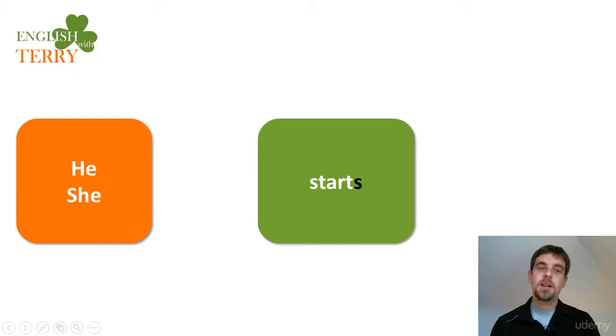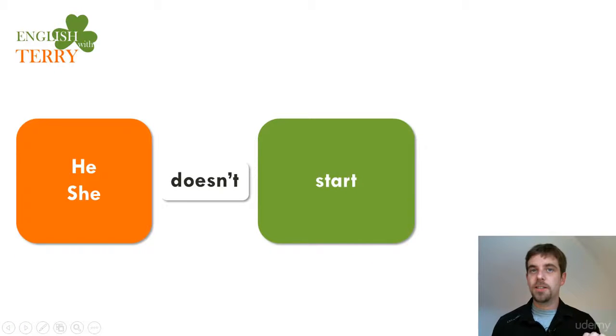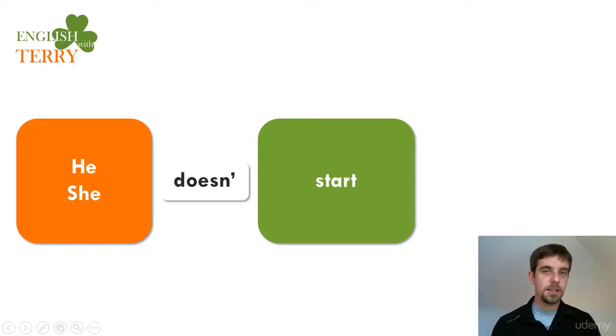Always remember the s. Now, this s is in the positive, because what happens in the negative? He or she doesn't start. The s disappears. So he starts, he doesn't start. But what happens now with doesn't? It connects with the verb. So he doesn't start, he doesn't start. This is the idea.